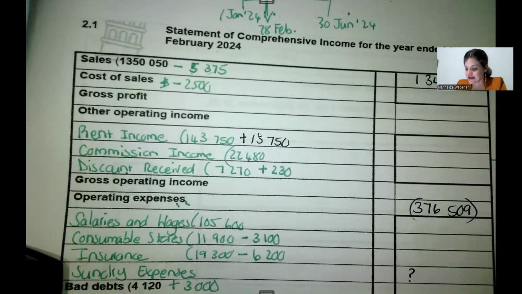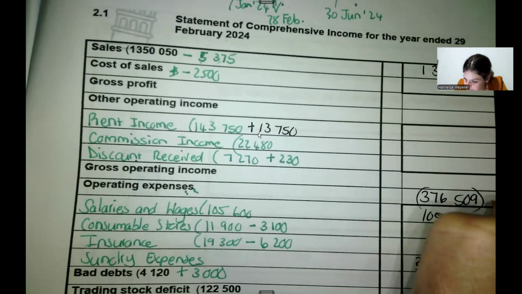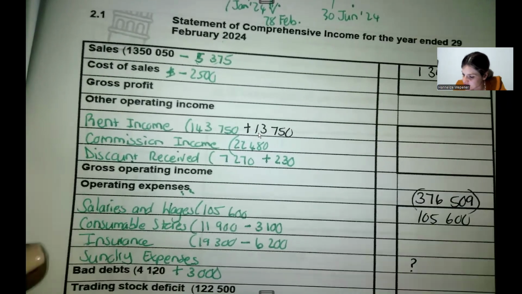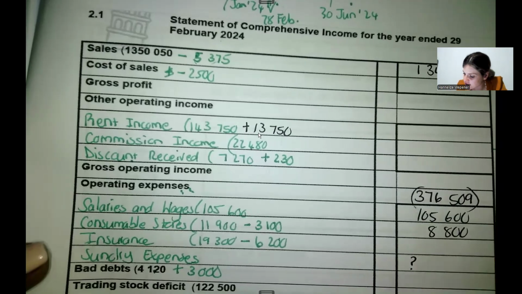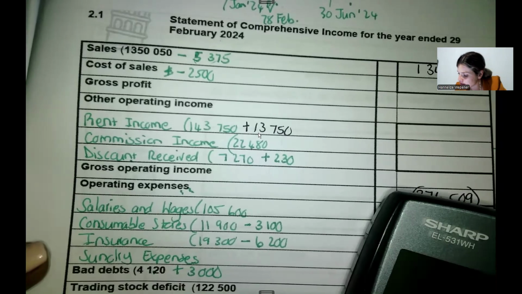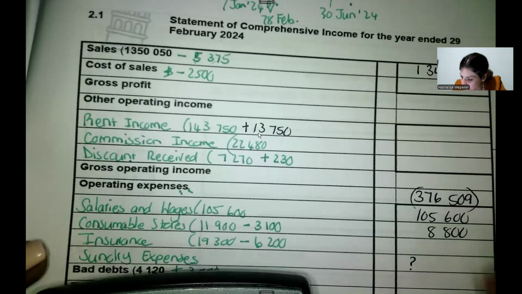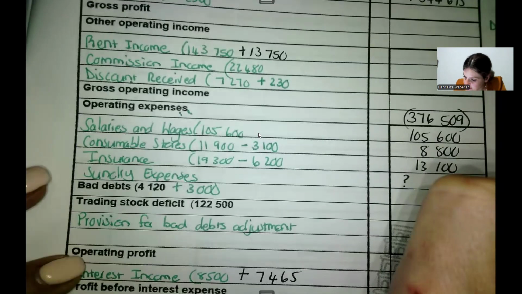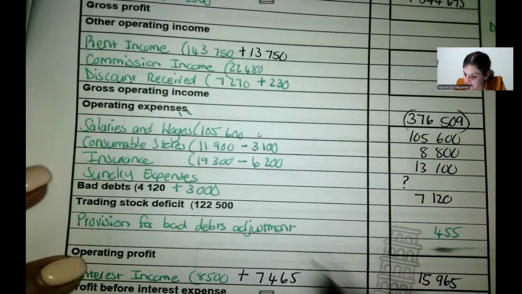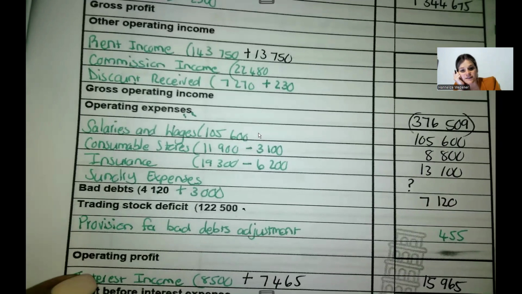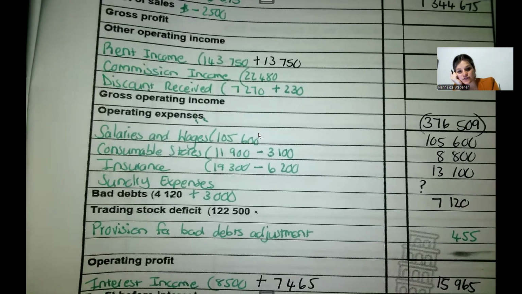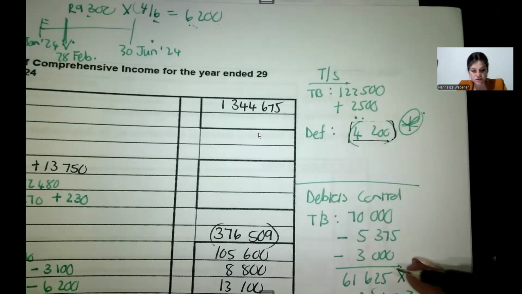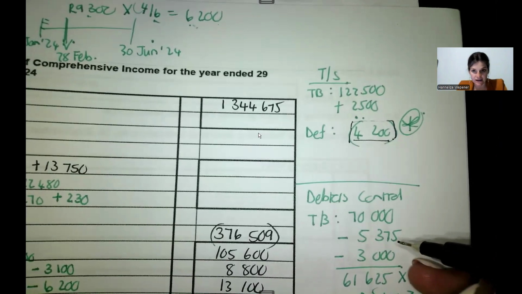Okay, in brackets. And then when you find all of your figures here, 600, then 11,900. Minus that. So for here you have 8,800, then 19,300 minus 6,200. There we have 13,100. Then for bad debts, we are on 7,120. And now we can do this trading stock deficit one because now we can say for sure that there was nothing else. It was just the 4,200 stock that we were missing at year end.